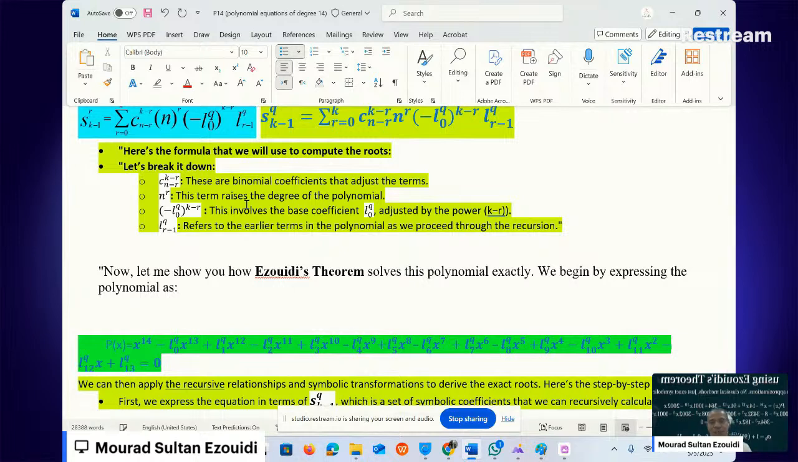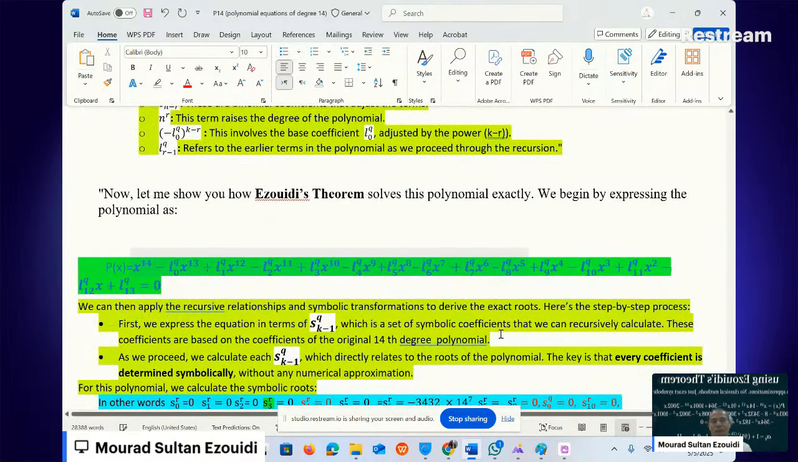We begin by expressing the polynomial as p of x equals x to the power 14 minus L0 of order 2 raised to the power 13 minus L2 of order 2x raised to the power 11 plus L3 of order 2x raised to the power 10 minus L4 of order 2x raised to the power 9 plus L5 of order 2x raised to the power 8 minus L6 for the q x raised to the power 7 plus L7 for the q x raised to the power 6 minus L8 for the q x raised to the power 5 plus L9 for the q x raised to the power 4 minus L10 for the q x raised to the power 3 plus L11 for the q x squared minus L12 times x plus 14 equals 0.